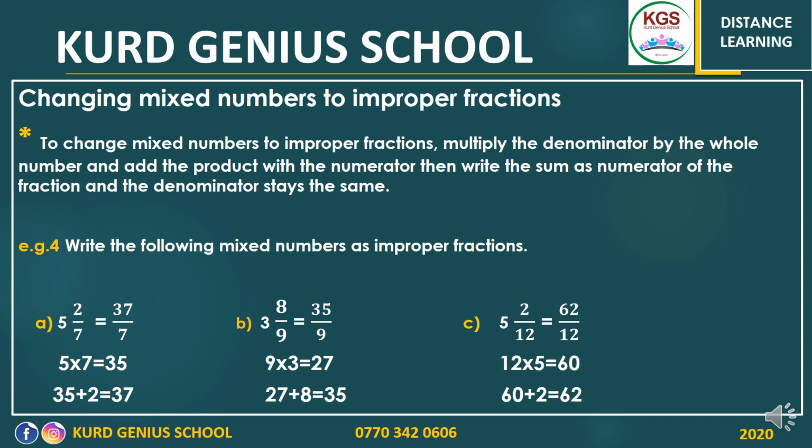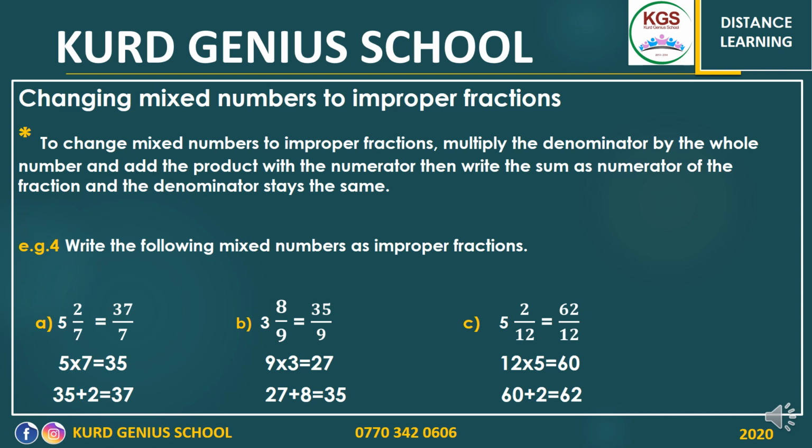It said then add the product with the numerator. So we have 35 as the product. 35 plus 2 is 37. We got the numerator of the fraction. So just write 37 over 7. The denominator stays the same. It doesn't change. B. We have 3 and 8/9.